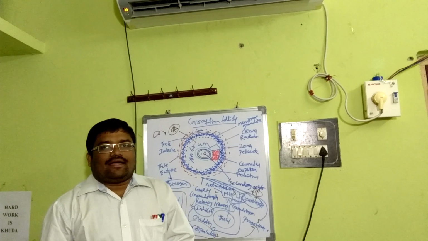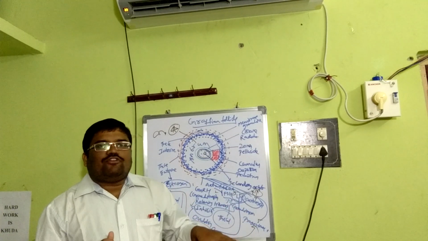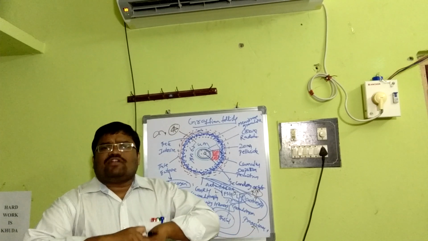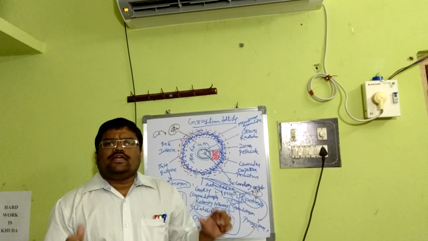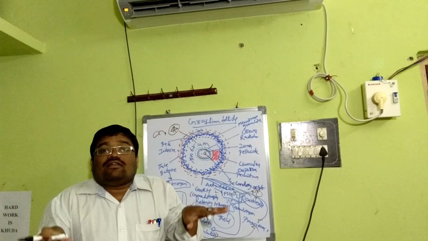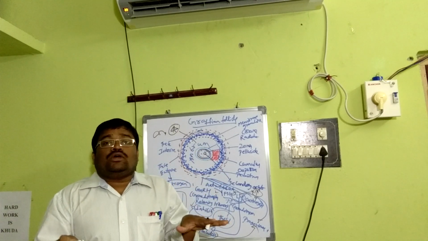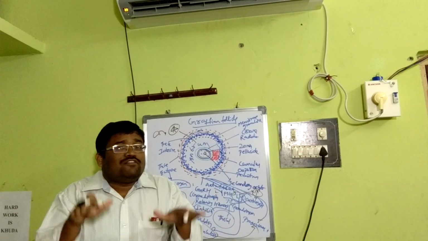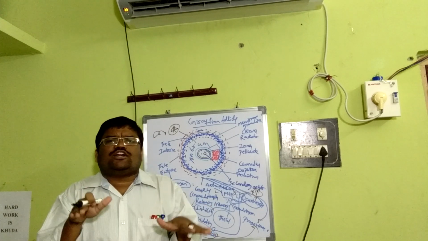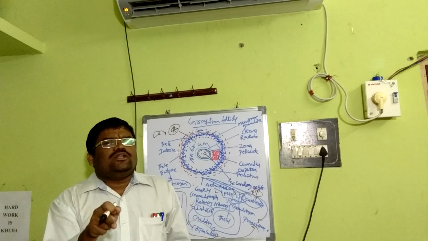What we call negative feedback. Here, until the Graafian follicle ruptures, the estrogen will be high. When the Graafian follicle ruptures, there will be no estrogen hormone, so the level of FSH and LH reduces. That's how healthy hormonal fluctuations will be maintained during the menstrual cycle.